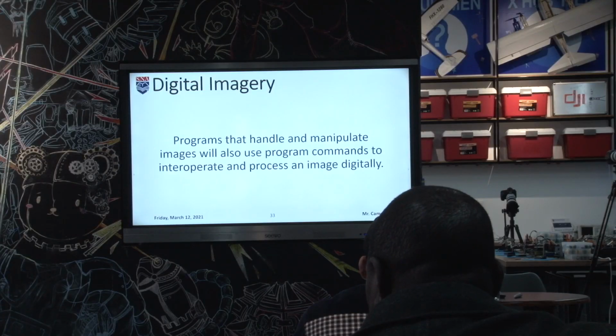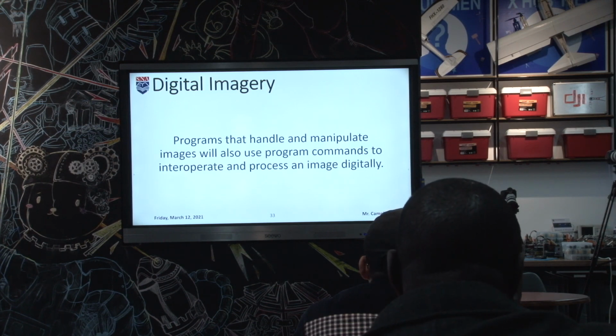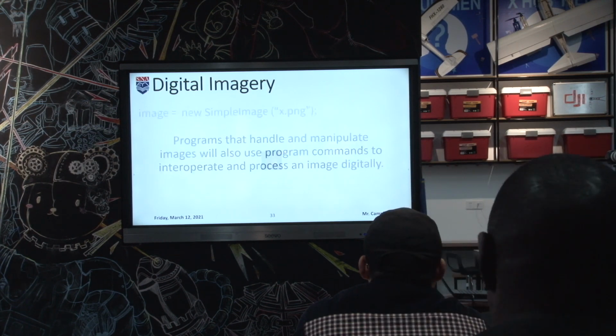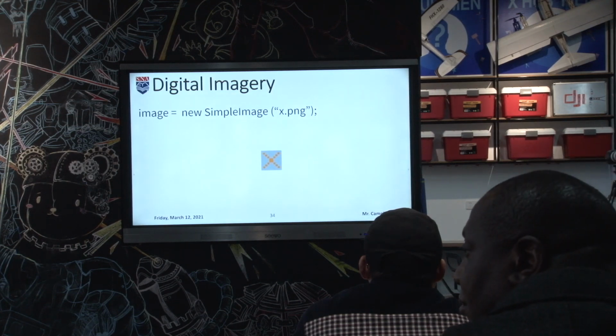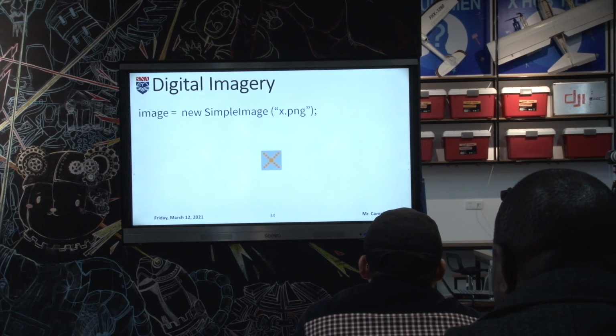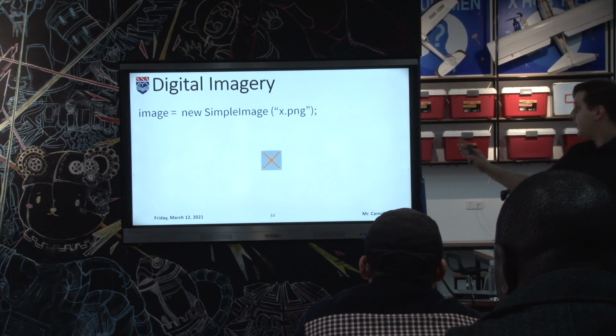Now, programs that handle and manipulate images use commands. We call them program statements, but they're just commands that tell the computer to do something. So here I have a little bit of Java. I have image equals new simple image x.png. Okay? So any idea what this little bit of program code is doing?